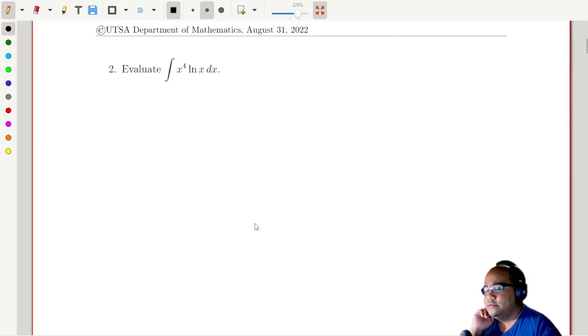x to the fourth log x. Again, how do I approach this? I see a product of two functions. They're kind of different. I'll see the derivative of one embedded in the other. So parts again. Let's just try parts again.